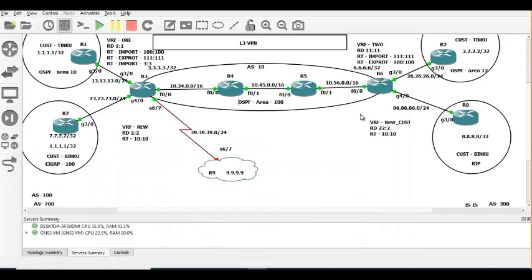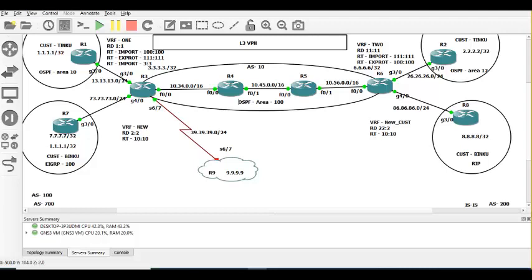Next. How are we going to run EIGRP which will be aware of VRF? That is the new learning today. R3 should run EIGRP and RIP. So R3 should run EIGRP, which is aware of the VRF that we have for the customer. In the same way, R6 should run RIP, which will be VRF aware RIP.